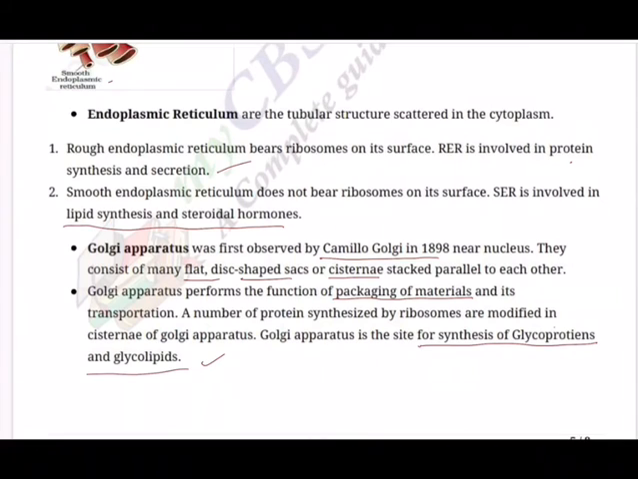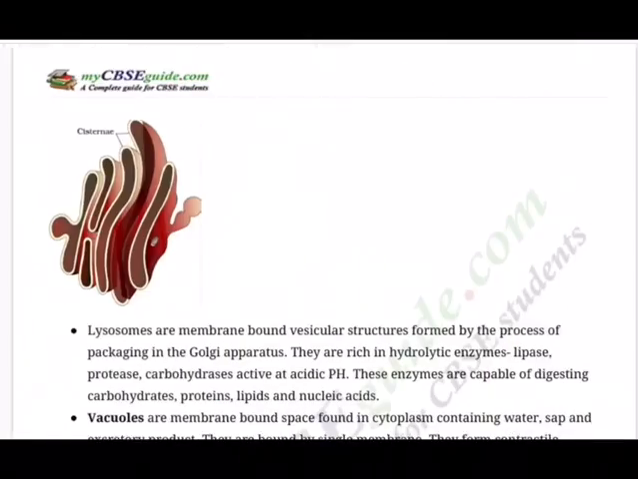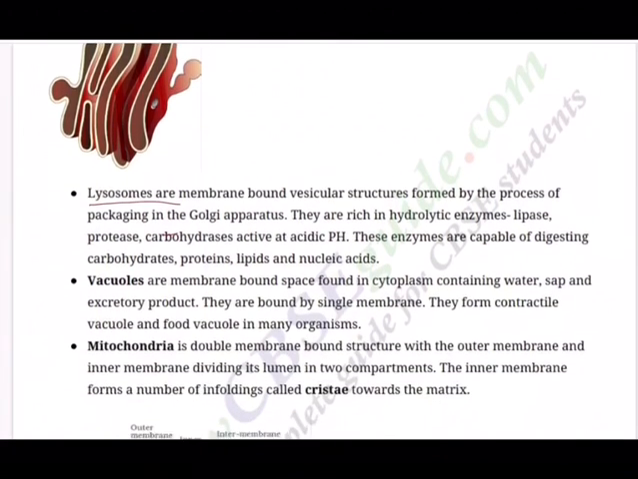Golgi apparatus helps in the recycling of broken plasma membrane during endocytosis. That means it is not only for synthesis of glycoproteins and glycolipids, it's also for cleaning purposes, excretory in nature. And then we go to the next one, that's lysosomes. Lysosomes are membrane bound vesicular structures formed by the process of packaging in the Golgi apparatus.